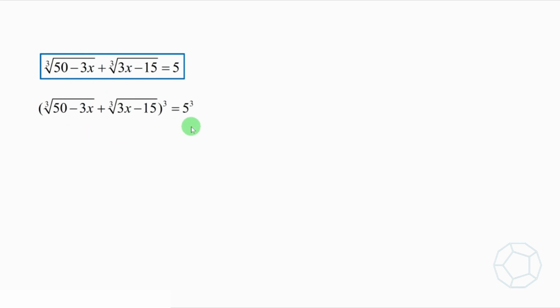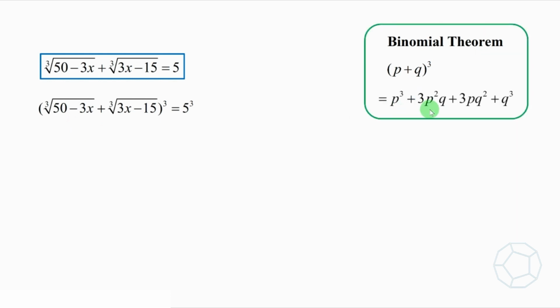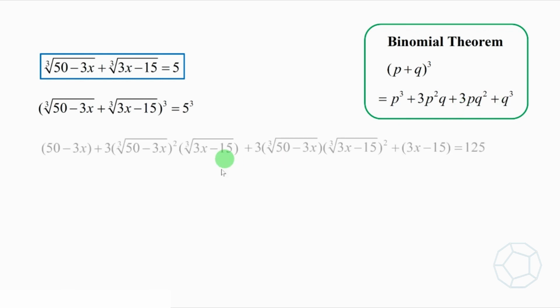However, if we do it directly on the equation, the left-hand side is in the form of (p plus q) whole cube. We have to apply the binomial theorem to expand it, which is p cubed plus 3p squared q plus 3pq squared plus q cubed. Applying the result, we get this complicated equation.